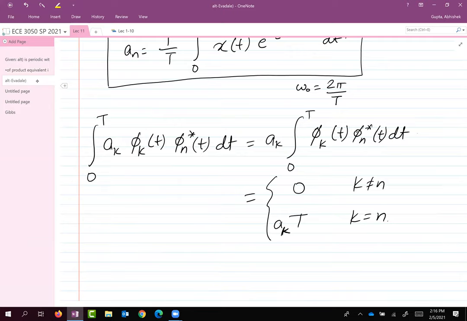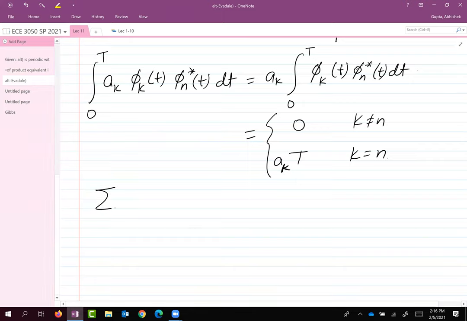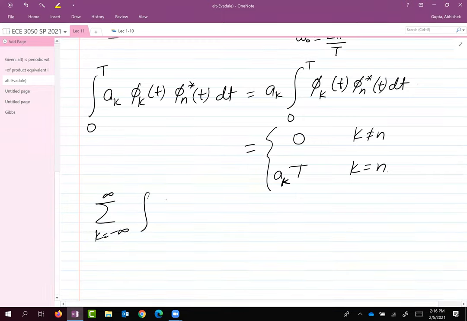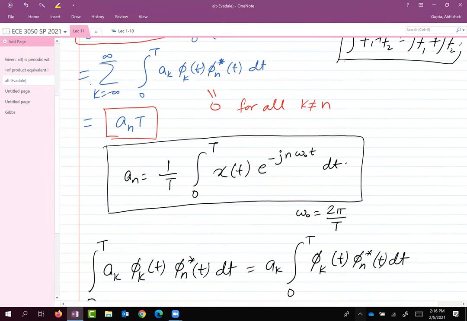And from here, now you are just summing it up over all k. So now you have this summation, k goes from minus infinity to infinity, of this integral dt, and that is just a_n T, because all the terms are zero except for a_n T. Yeah, thank you for that. Great. Any other question?